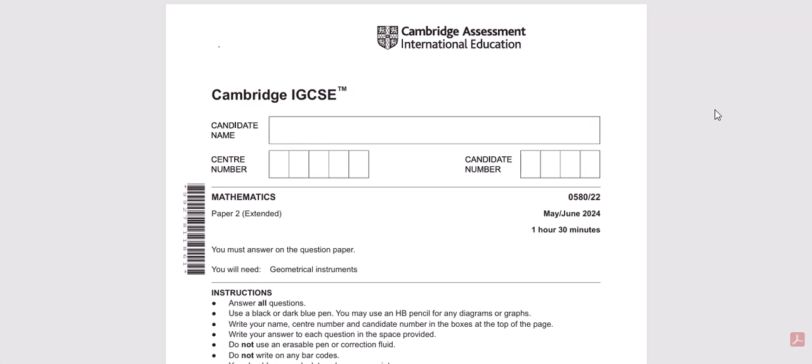Bismillahirrahmanirrahim. Today I am going to solve the past paper of IGCSE. Subject is Mathematics paper 2, which is also called extended, and paper code is 0580 and paper variant is 22, which was held in May June 2024. The total time of this paper is 1 hour and 30 minutes.